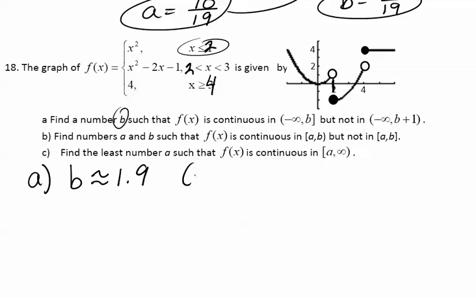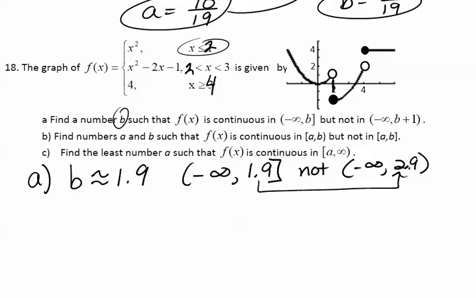So here's what I'm saying. Is it continuous from negative infinity to 1.9, but discontinuous from negative infinity to 2.9? Can you see that we could pick any values as long as we crossed over a discontinuity between those 2 points? All right, so regardless of how your graph looks, maybe on your paper the graph is labeled at 1, but you've got the idea here that you're looking for an interval where there's a discontinuity between these two values.